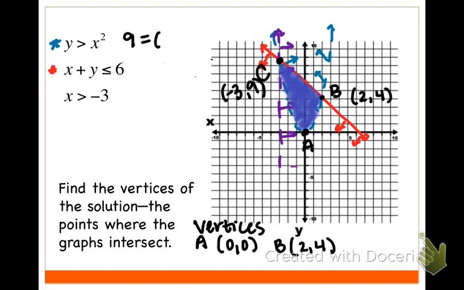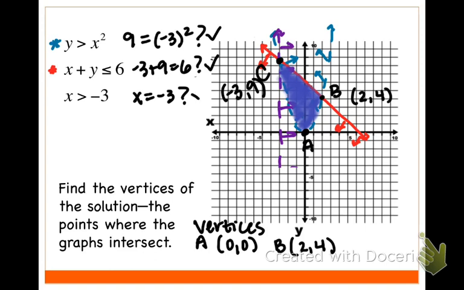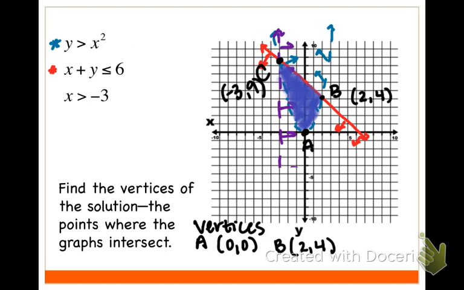So we're going to say, is 9 equal to -3 squared? It is. Is -3 plus 9 equal to 6? It is. And is x equal to -3? It is. So since it works for all three, and that's where the three equations are intersecting, then my vertex C is at -3, 9.